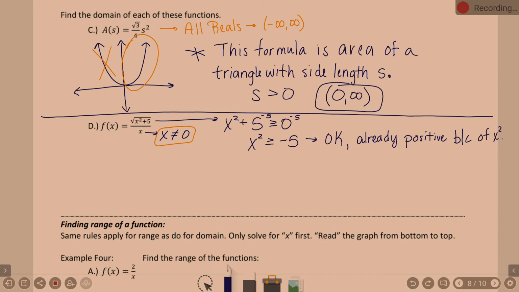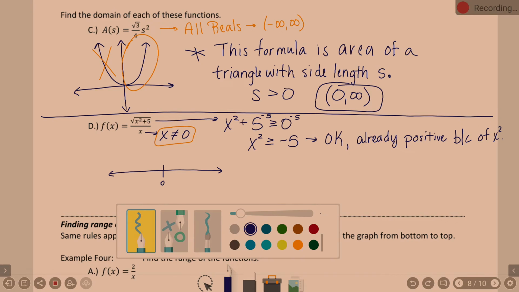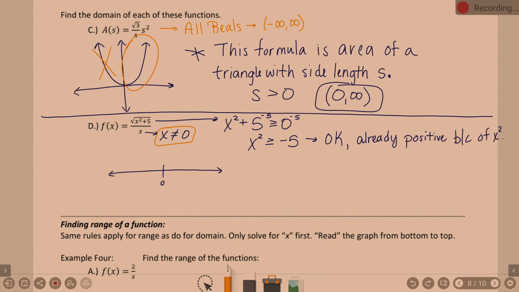So what's the only actual piece of information we came up with that matters? X cannot equal 0. Think of a number line. What does that mean to you? It can be positive or negative, but it can't equal 0, so there's a hole at 0. X could be positive or x could be negative.